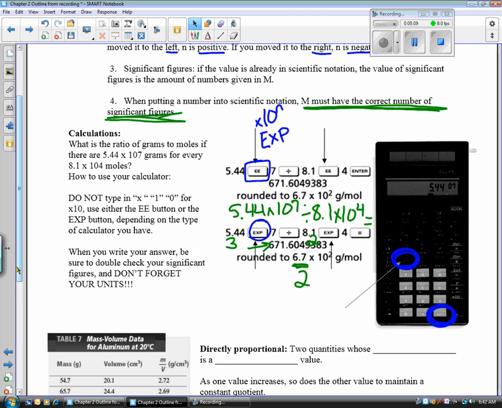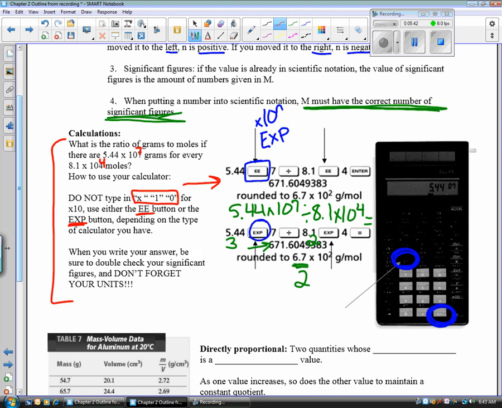Okay, so here, over on this side, they actually step you through. The ratio of grams to moles, if you have 5.44 times 10 to the 7th, that's going to be superscripted, grams for every 8.1 times 10 to the 4th moles. And then it shows you how to calculate it, how to put it in your calculator. Do not type in times 10. Don't do it because it's just going to multiply everything by 10. You either are going to use the EE button or the EXP button, or my Casio people, there's a times 10 to the n button just for you. Depending on the type of calculator, it's going to be a little different, but I'll show you when you come in if you're not sure.